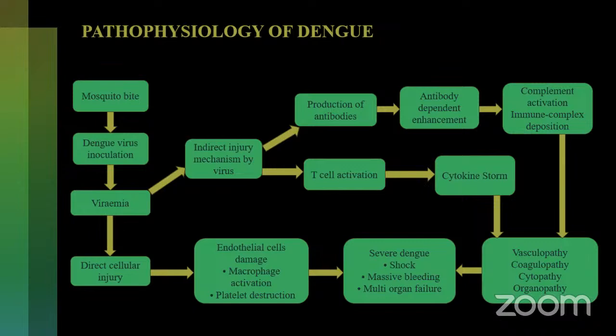Within these cells, these viruses now tend to multiply at a high rate, and that produces very high titers of the virus, which ultimately causes complement activation and immune deposition. This phenomenon is what is known as antibody dependent enhancement. This entire process now leads to vasculopathy, coagulopathy, and organopathy that again causes severe dengue. Indirect injury is also by T cell activation, finally leading to cytokine storm, which again follows the same path.